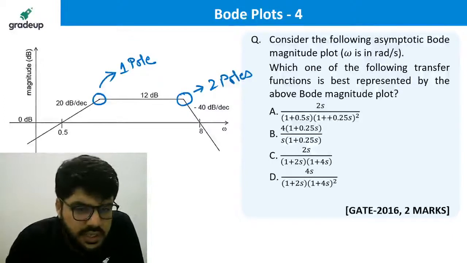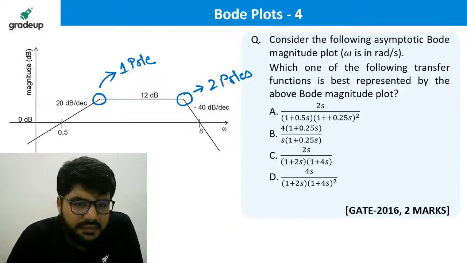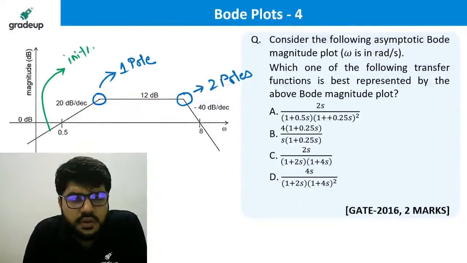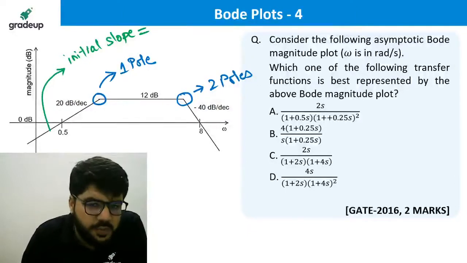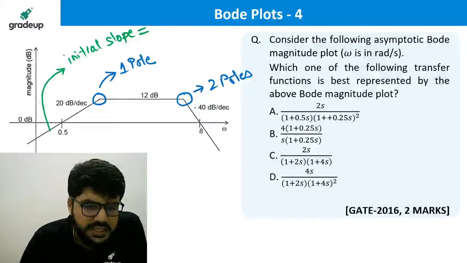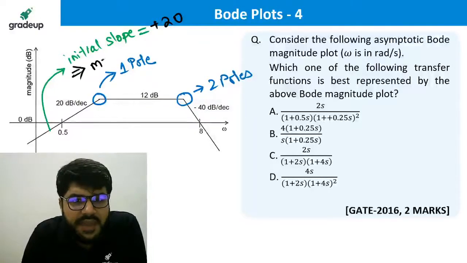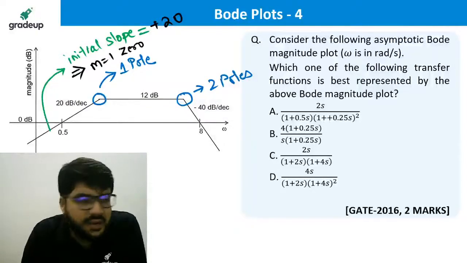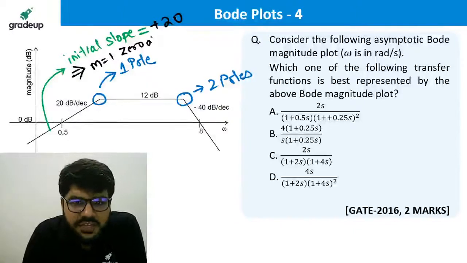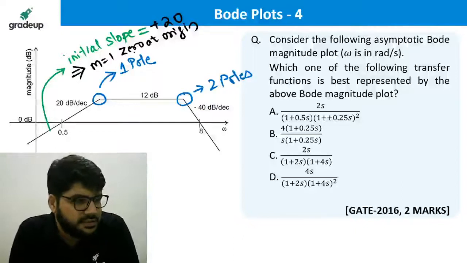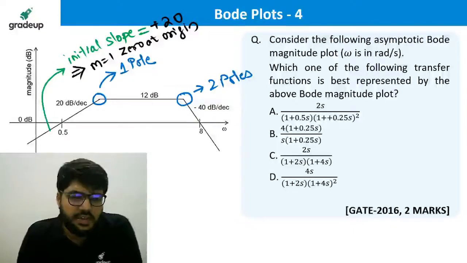It is two poles. Right. Apart from the initial part, what is the initial slope? From the initial part, the initial slope is very clear. And what is the initial slope here? It is plus 20. Right. That means if the initial slope is plus 20, you have m equal to 1, 0 at origin. If the initial slope is positive, you have zeros at origin. I told you, you have the zeros at origin, correct? So you have 1 zero at origin.